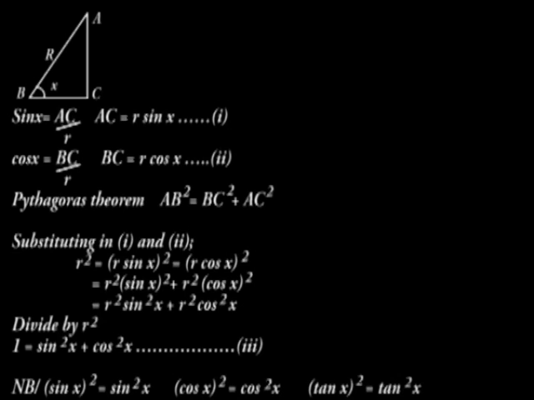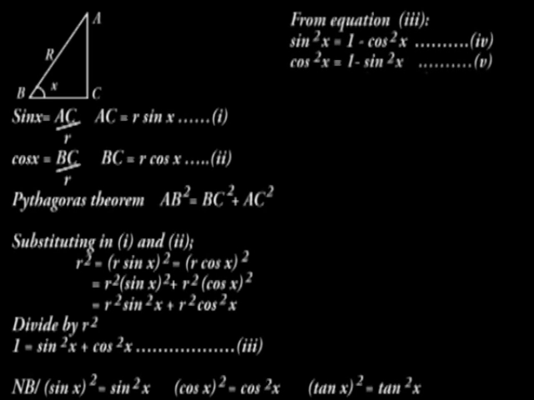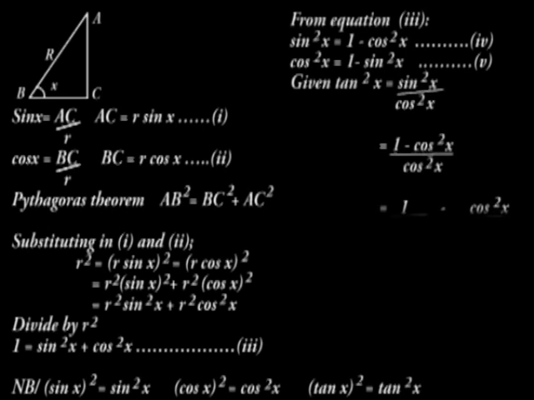Using sin squared x plus cos squared x is equal to 1, we can have sin squared x is equal to 1 minus cos squared x, and also cos squared x is equal to 1 minus sin squared x. Given that tan squared x is equal to sin squared x over cos squared x, we can have tan squared x is equal to 1 minus cos squared x over cos squared x.